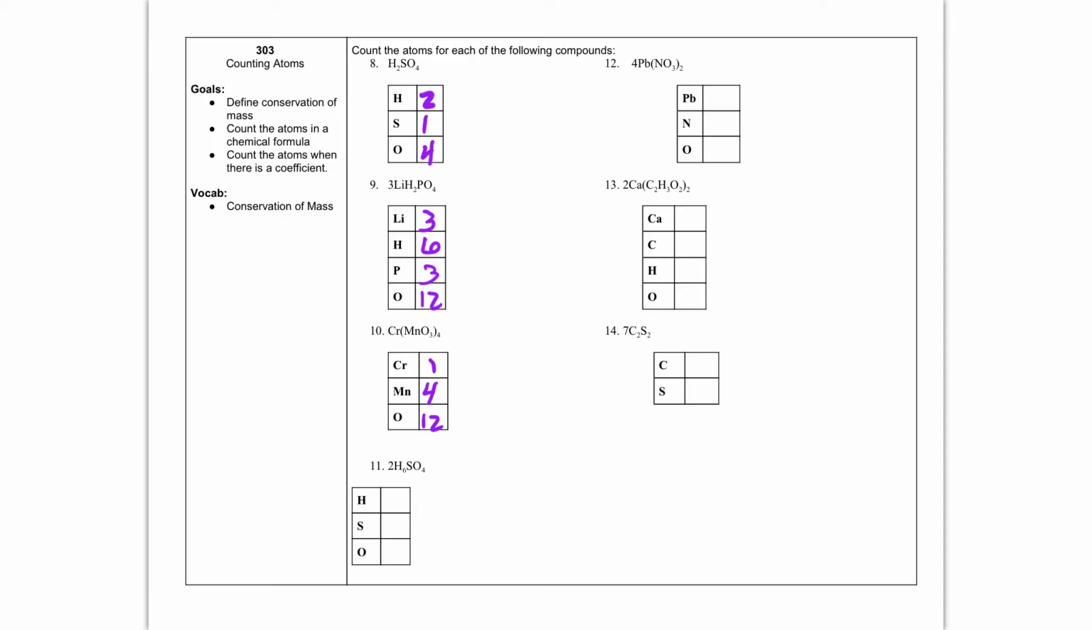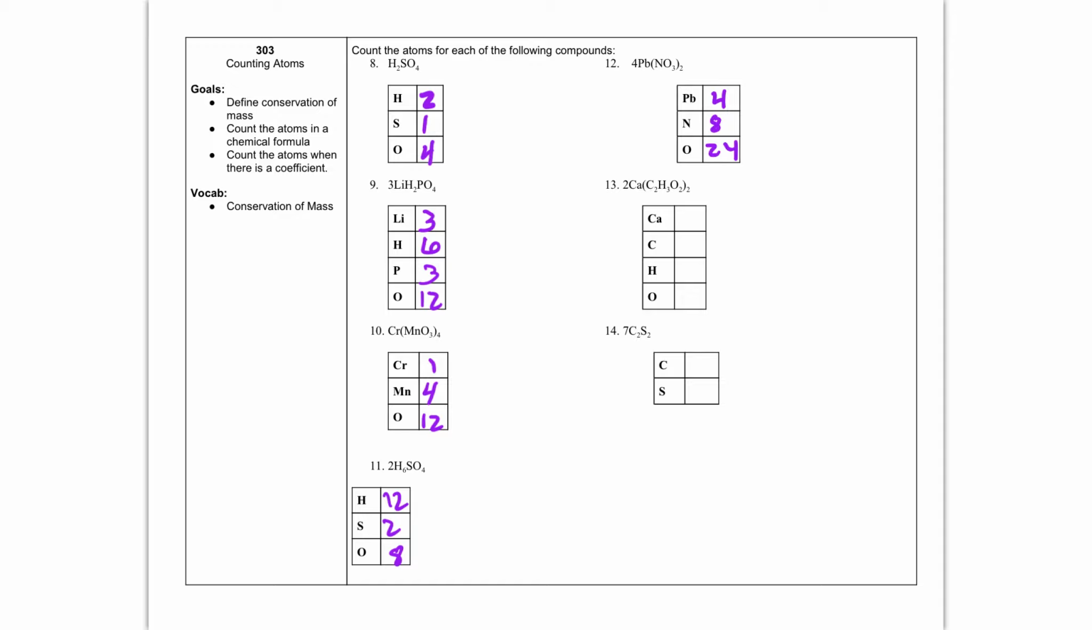In 2H6SO4, we have 12 hydrogens, 2 sulfurs, and 8 oxygens. In 4Pb(NO3)2, so lead nitrate, we have 4 leads. Let me write that a little bit better. We have 4 leads. We have 2 times 4, so 8 nitrogens. Oxygens, we have 2 times 3 is 6. Times another 4 is 24 oxygens.